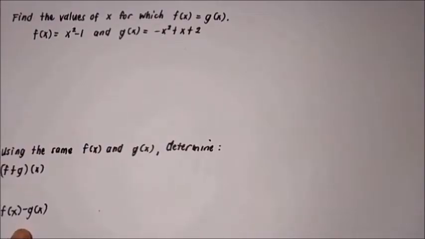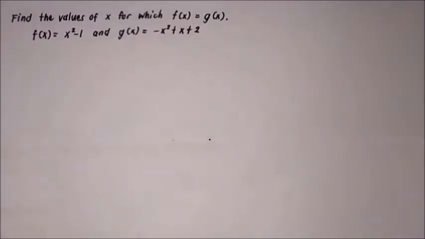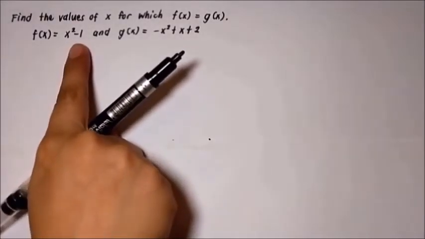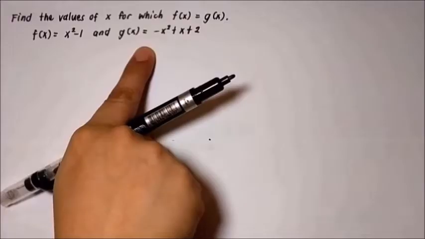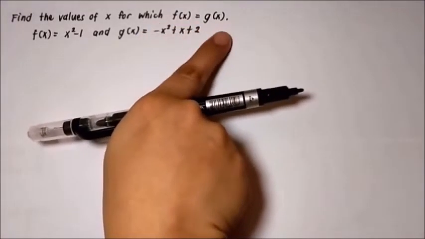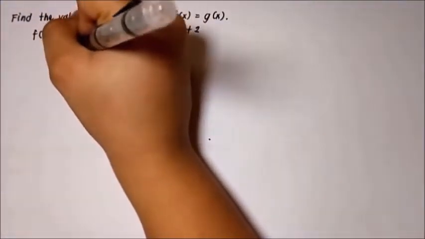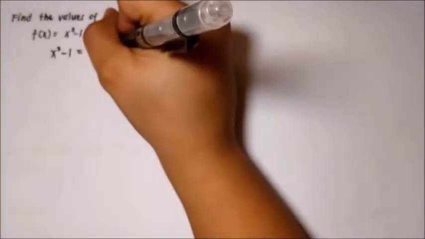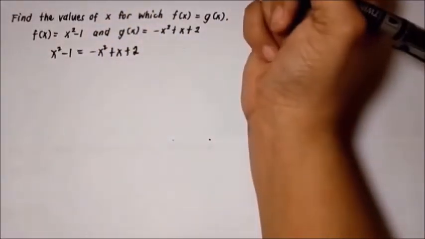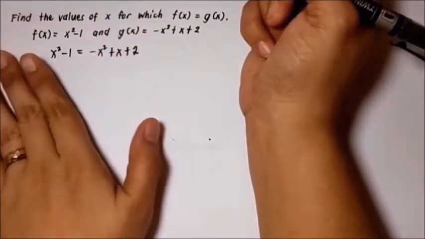So find the values of x for which f of x is equal to g of x. Okay, so we have f of x and g of x. So the given f of x is equal to x squared minus 1. And g of x is equal to negative x squared plus x plus 2. So we will be getting f of x equals g of x. So we will now equate the given. So f of x, that would be x squared minus 1 equals g of x negative x squared positive x positive 2. So let's transpose all the variables, all the given polynomials on one side.